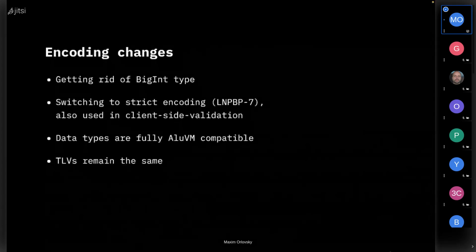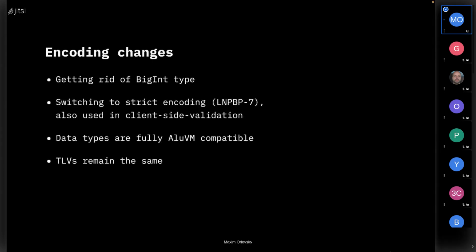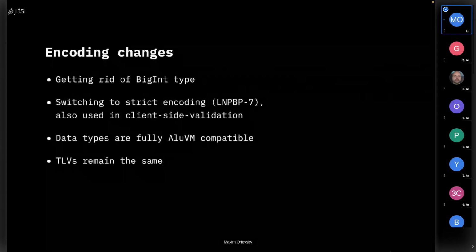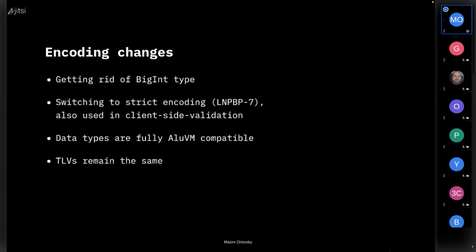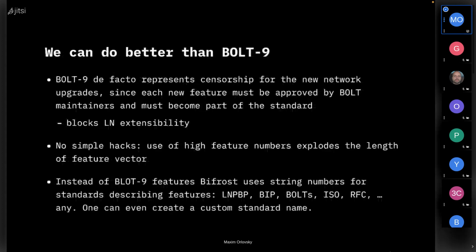The last thing is that we are not changing anything about TLVs, other than replacing big int, where it is present, with a normal integer type. The next thing is feature flags.